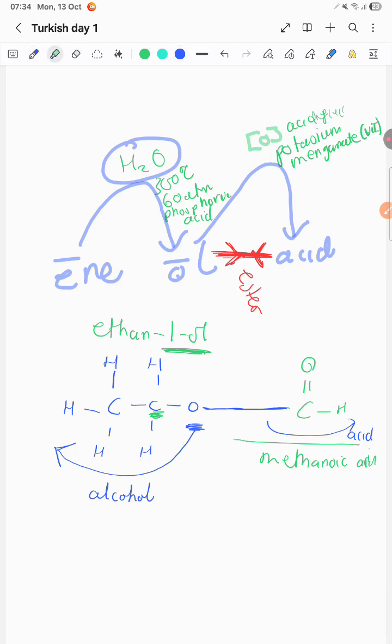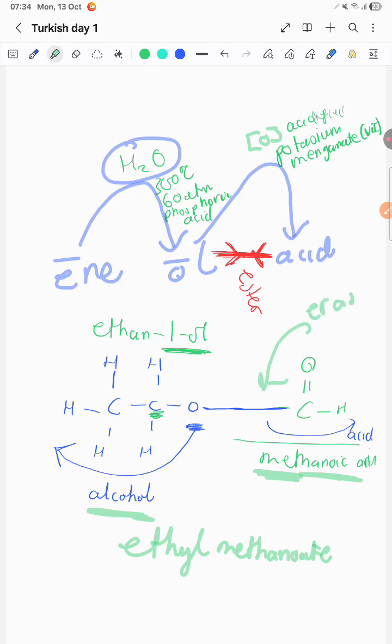How do I name it? I always begin with the alcohol first, so it's ethyl for the alcohol, and then the acid, methanoate. Do you see how to name it? But what you erase for the acid is the OH, and for the alcohol, you erase just the H. Okay? All right, I hope that makes sense.